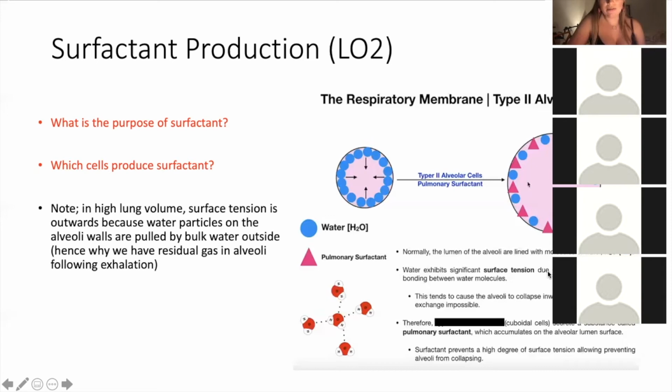So we have surfactant secreted from type 2 alveolar cells, which secrete the pulmonary surfactant, and that accumulates in the lumen of the alveoli. And this prevents the high degree of surface tension that would otherwise happen, and it prevents them from collapsing, and therefore we can have proper gas exchange.